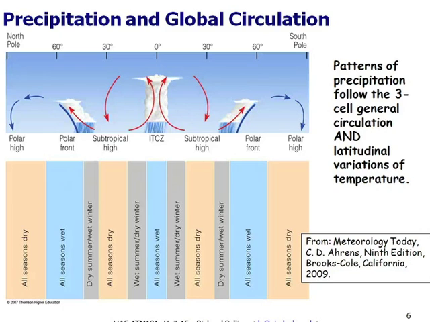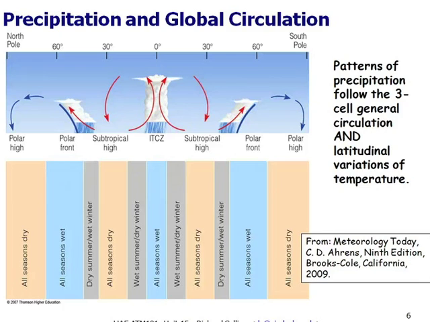As we move out to the Ferrel cell, we tend to get dry summers and wet winters, and then at the polar front, where the polar cell and the Ferrel cell meet, all seasons are wet. The typical weather of the Aleutians, where there's just endless rain along the polar front. And then poleward of the polar front, we tend to get all seasons are dry.